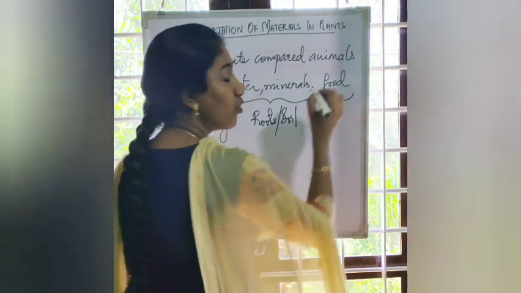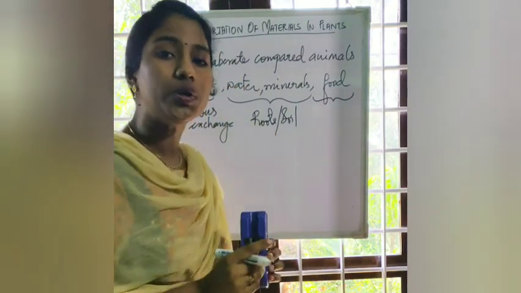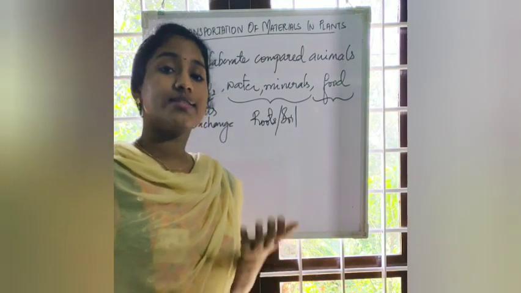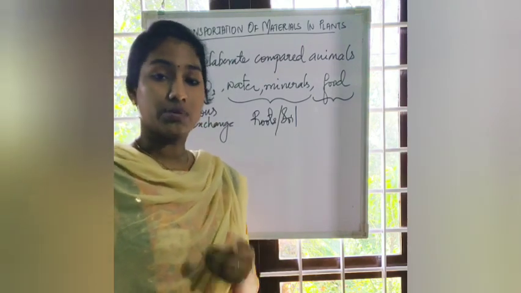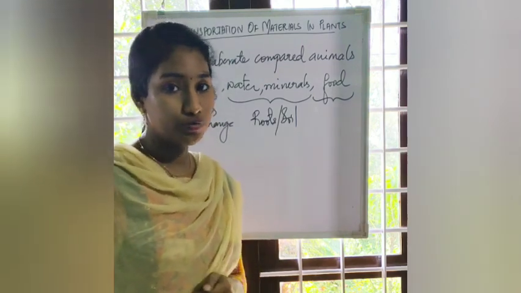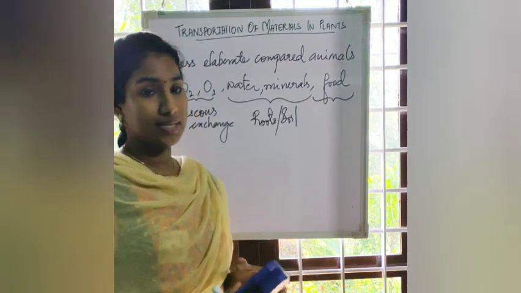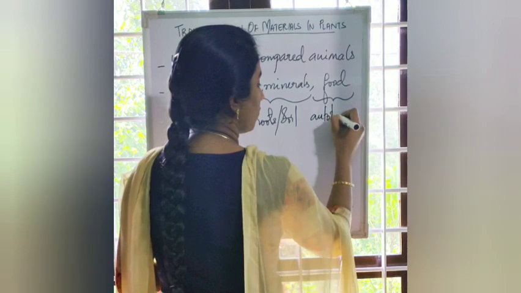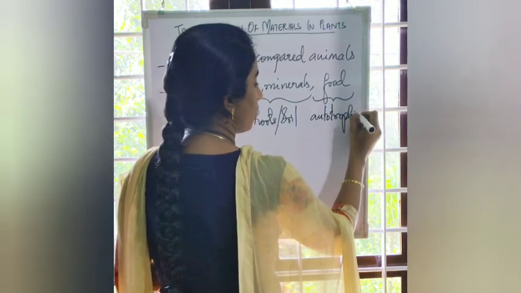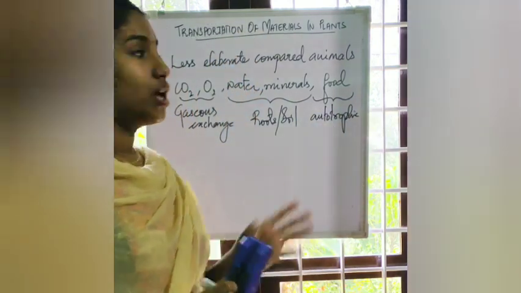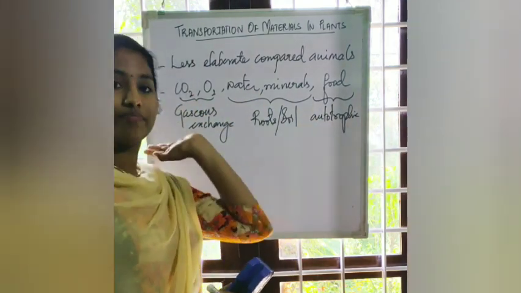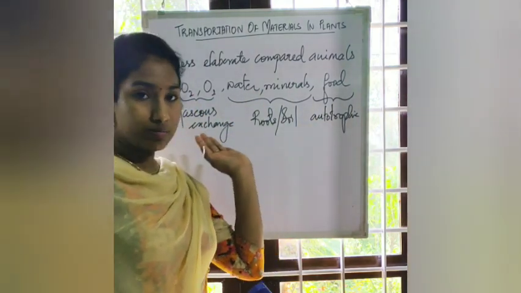Now the last one, food. I told you earlier that plants are autotrophic organisms. That is, they prepare their own food. The process by which they prepare their own food is called photosynthesis. So overall, all the major requirements of a plant are easily available to them.